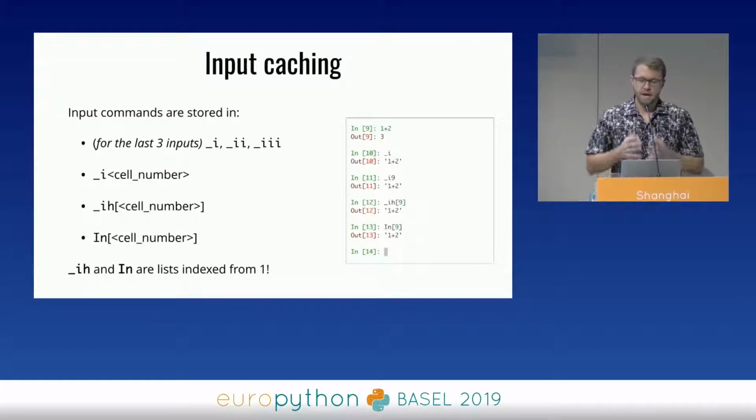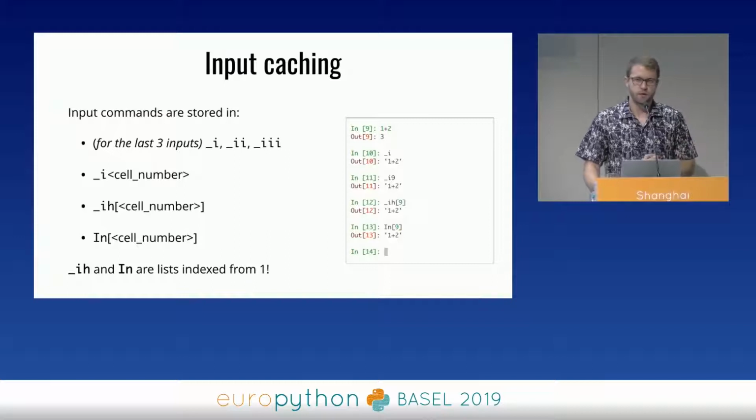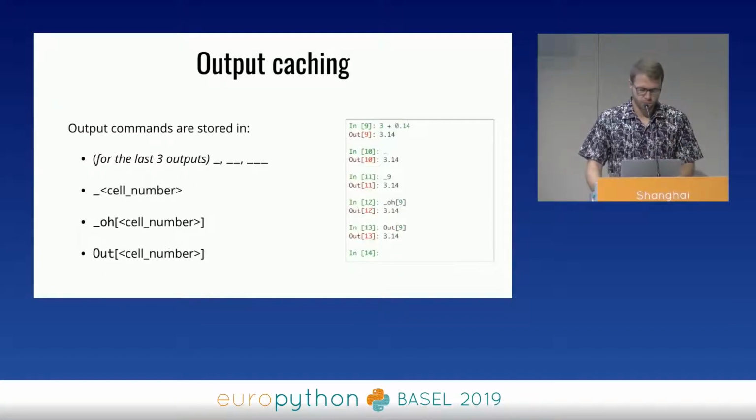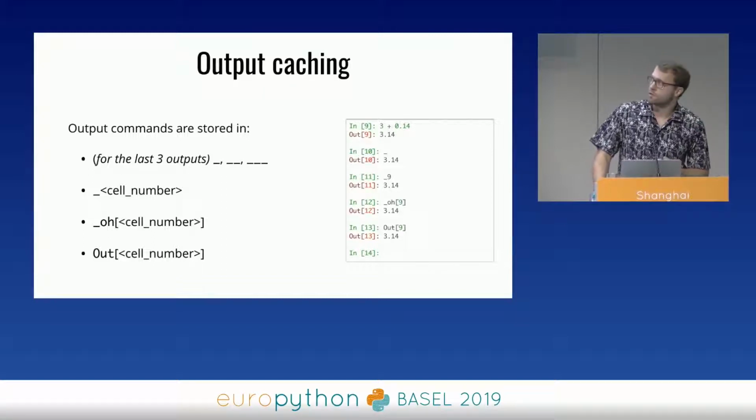If you want to access the cached input for a given cell, there are many ways that you can do this. IPython will create a new global variable for each input command that you use. Or you can use _ih or In lists to access the previous commands. Just keep in mind that those two lists are indexed from 1, not from 0. The same with the output caching. You can access the output of each cell through one of the global variables or using one of two dictionaries that stores them.